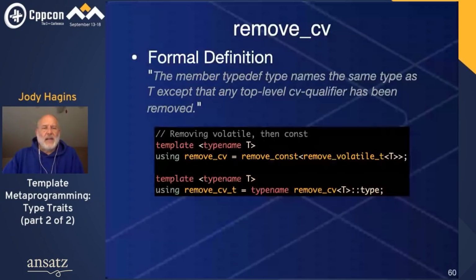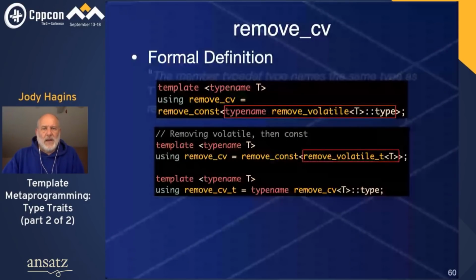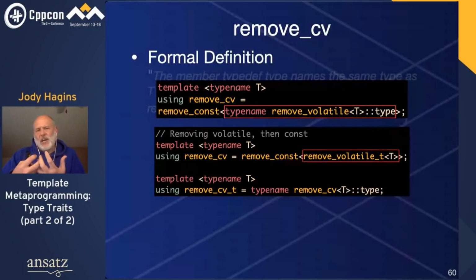So this is what we've got. Remove const with that right there. The remove volatile underscore T, remember, that's a convenience for calling remove volatile. It's the same thing as type name, remove volatile, and asking for the type. And so what we're going to do is we are going to compose this. We're going to call remove volatile to remove the volatile piece off the type. And then the result of that, we're going to feed into remove const.